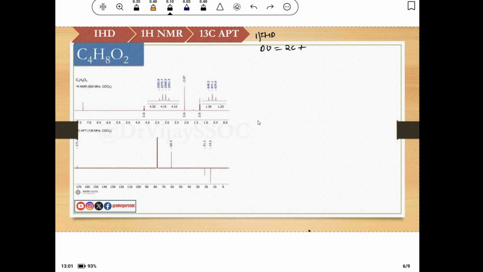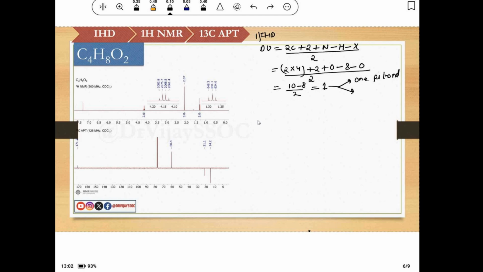2C plus 2 plus nitrogen minus halogen divided by 2. So we have 4 carbons, plus 2, no nitrogen, 0 nitrogen, 8 hydrogen and 0 halogen, divided by 2. So it is giving 1. So this one could be 1 pi bond or 1 ring.